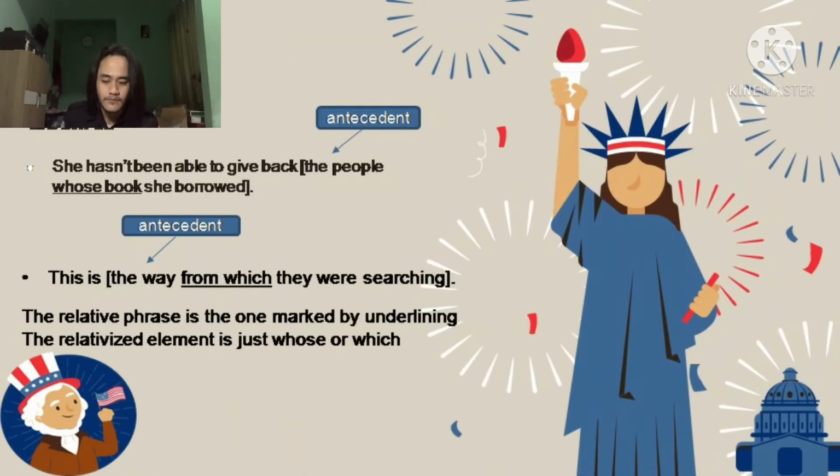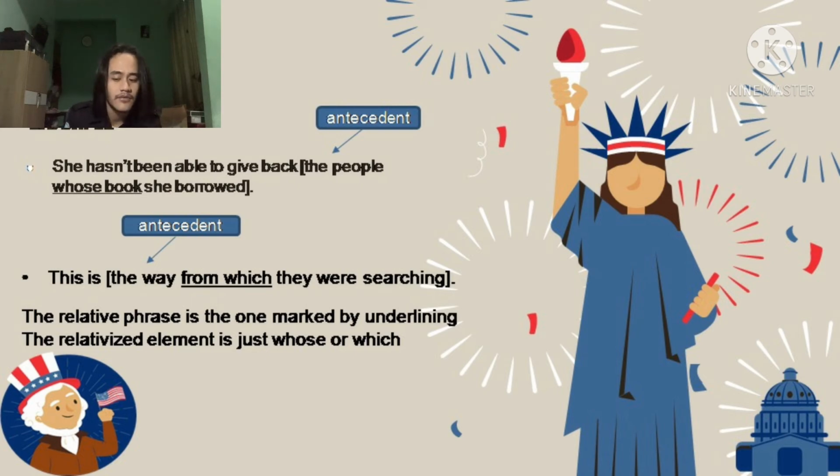For example, "She hasn't been able to give back the people whose book she borrowed." The relative phrase is the one marked by the double underline, whose book. And the relative element is just whose. So whose book is the relative phrase, and whose only is the relative element. And the people there is the antecedent.